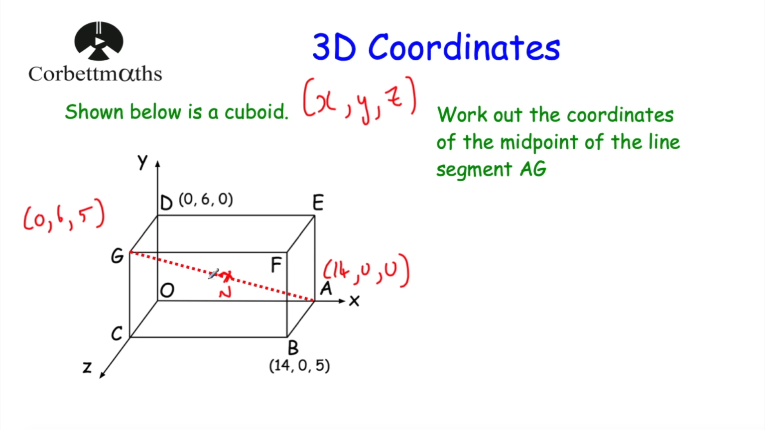Now we want to find the coordinates of the midpoint, so we then just add the coordinates together and halve it, and that would be the coordinates of the midpoint. So let's do that. So 14 plus 0 is 14, divided by 2 would be 7. Next, 6 plus 0 is equal to 6, divided by 2 would be 3. And then finally, in terms of the z coordinates, 5 plus 0 is 5, divided by 2 would be 2.5. So the coordinates of this point N would be 7, 3, 2.5. And that's it. So we just found those two coordinates, we added them together and halved it, and that's it.